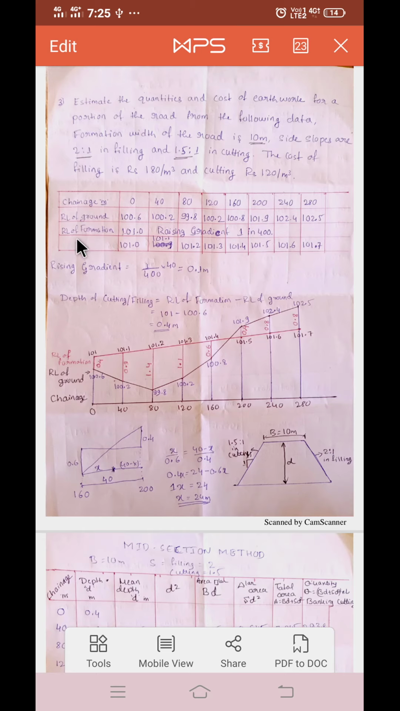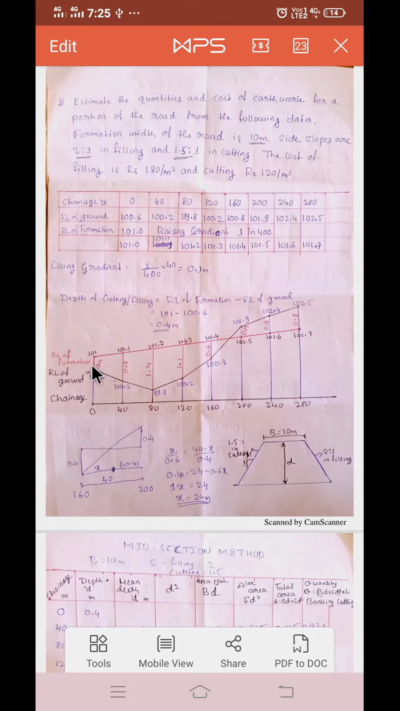Afterwards draw the RL of the formation. At 0 meter it is 101, RL of the ground is 100.6, and it is 0.4 meter higher than that one. So draw this one. Afterwards it rises by 0.1 meter: 101.1, 101.2, 101.3, 101.4, 101.5, 101.6, 101.7. Join these lines, the formation line as well as the RL of the ground line.